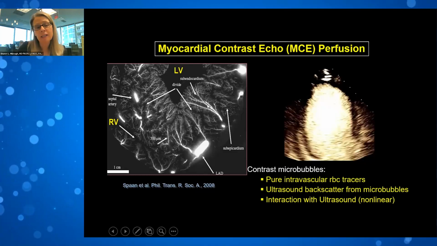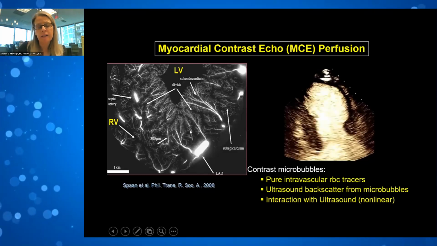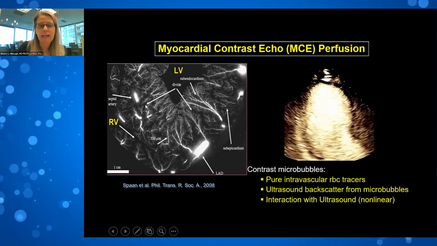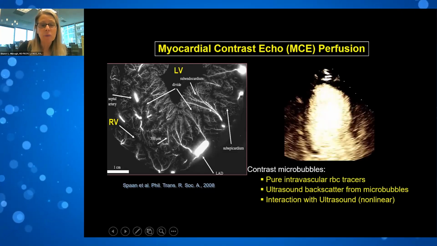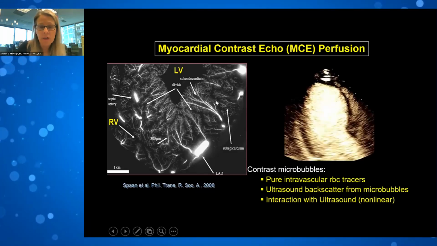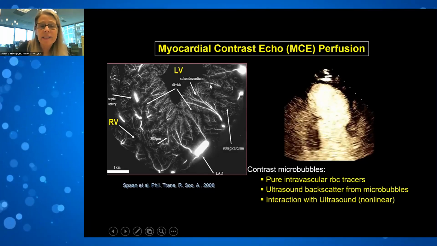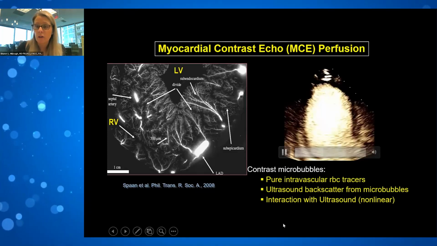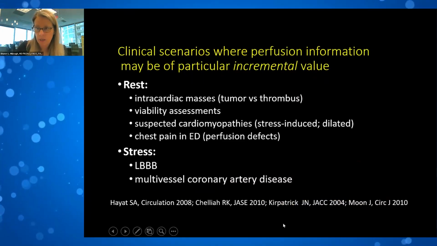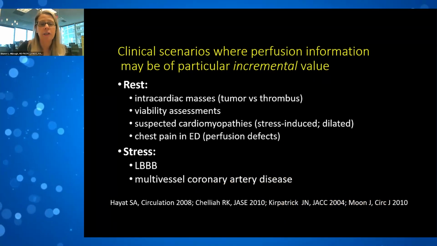And this is just an image in the left panel of a barium cast, reminding us what the microcirculation looks like. And on angiograms, we can see maybe to 100 micrometers, but we will never see these 5 and 6 micrometer vessels. But we can get this information in the microvasculature from our contrast perfusion imaging.